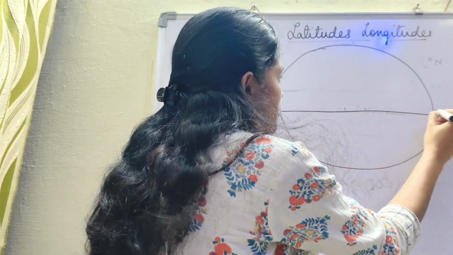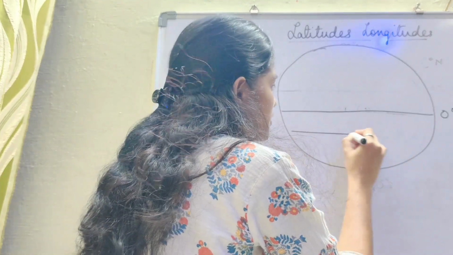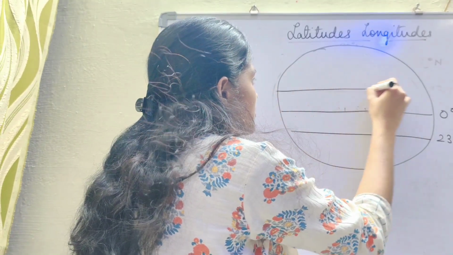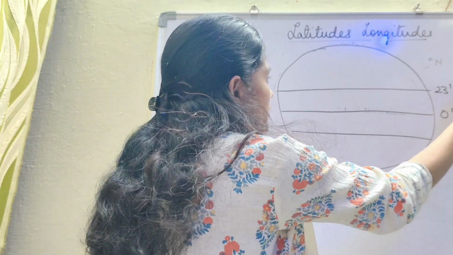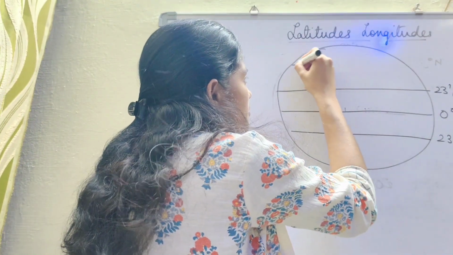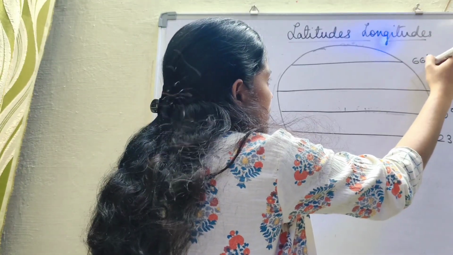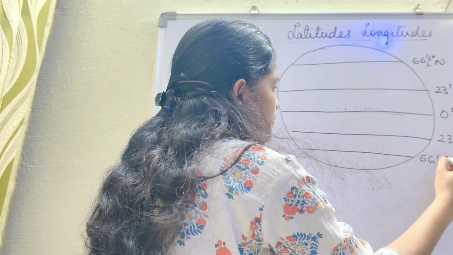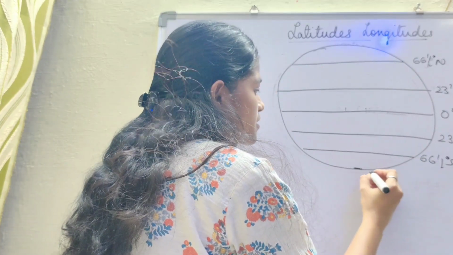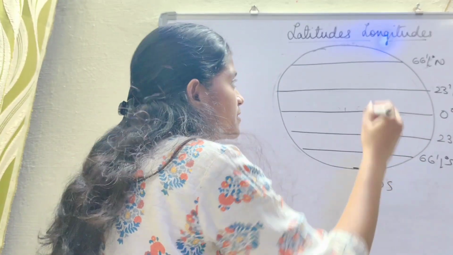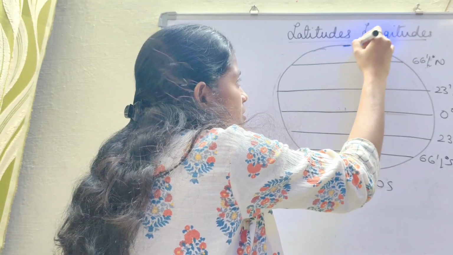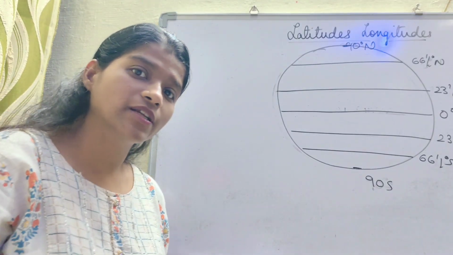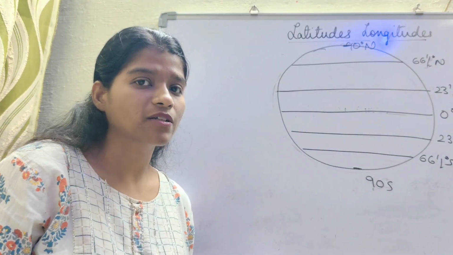This is 0 degree. This is the 23.5 degree south latitude. This is 23.5 degree north latitude. This is 66.5 degree north latitude. This is 66.5 degree south latitude. This is the South Pole, which is 90 degrees south, and this is the North Pole, which is 90 degrees north. These are the most important lines of latitude which can be seen on a globe.